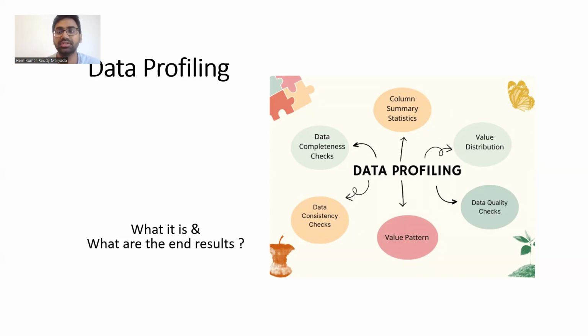Next, value distribution. How is the value distribution in those columns? If it is numeric values, what is the minimum value and maximum value? One most important thing is data quality check. You need to check the quality of the data. There are different techniques to check the quality of the data. It is more in detail, and I'll discuss data quality checks in other videos. Then value patterns. Is there any pattern between the values?